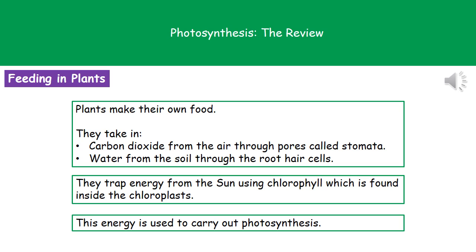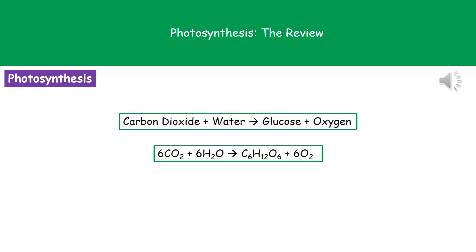And what they'll also be doing is trapping energy in the form of sunlight, and this is going to be trapped using the chlorophyll, which is the pigment found within the chloroplasts. Now that energy is needed to allow this process of photosynthesis to occur.